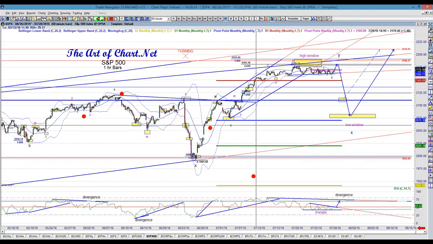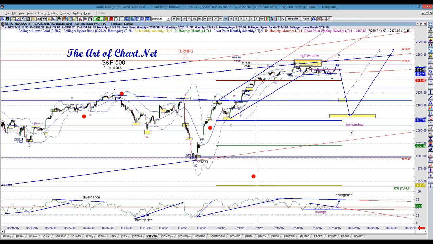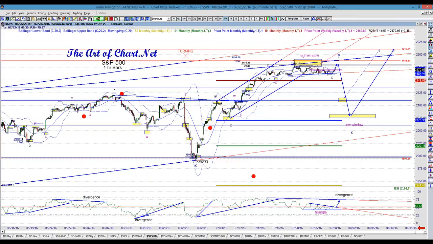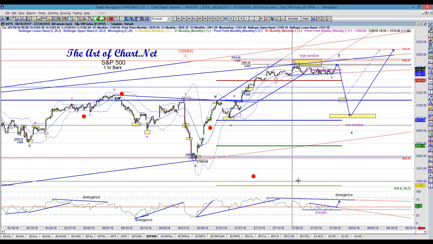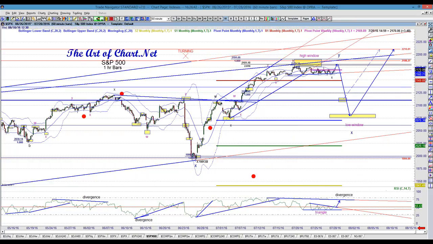Right here it is. You could call that the smaller degree Y if you want. And here it is again. So it's a judgment call whether you put the Y here or put the Y here. But bottom line is the high in RSI is your Y, okay? The pullback, okay, and you expect divergence, which we got right there for the black Y, because that's a 5-wave structure, WXYXC.